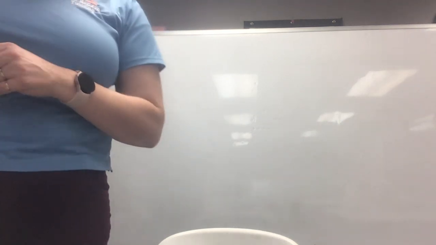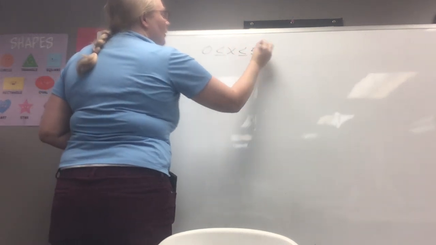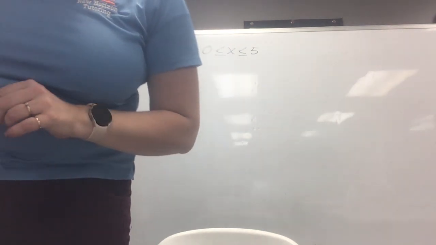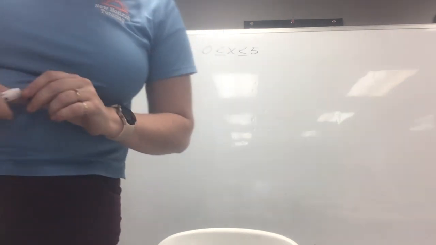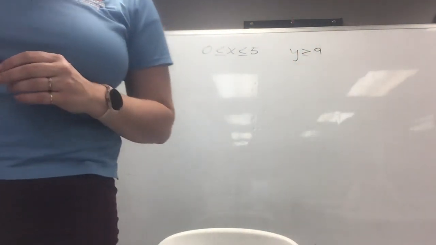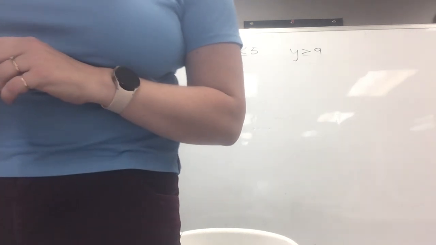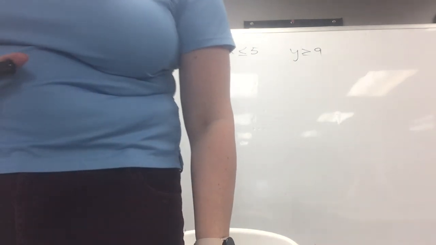All right. We had 40. So for real numbers x and y such that x is in between 0 and 5, and y is greater than or equal to 9, the expression (x plus y) over y can have which of the following values?